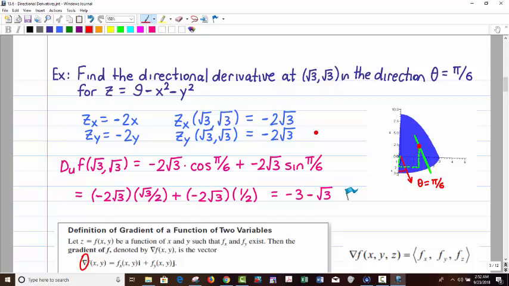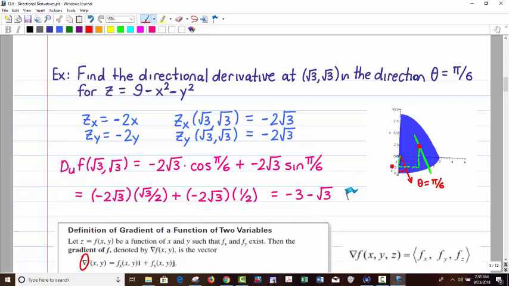So the directional derivative at that point will be negative 2 root 3 times cosine of pi over 6, which is square root of 3 over 2, plus negative 2 root 3 times sine of pi over 6, that's 1/2. And you end up with the exact answer of negative 3 minus square root of 3. That's roughly about negative 4.7.